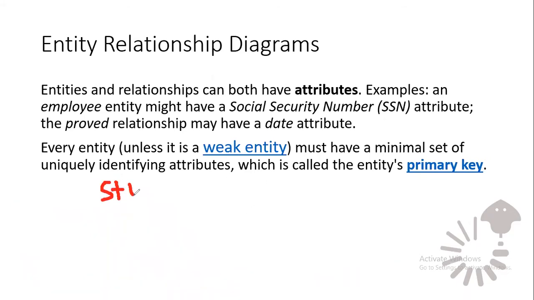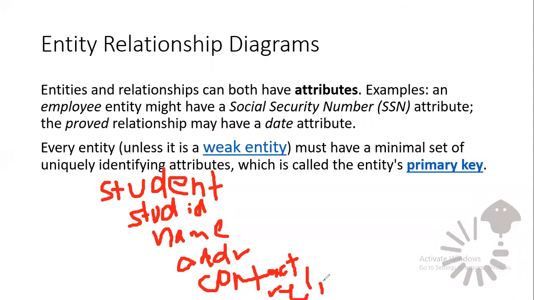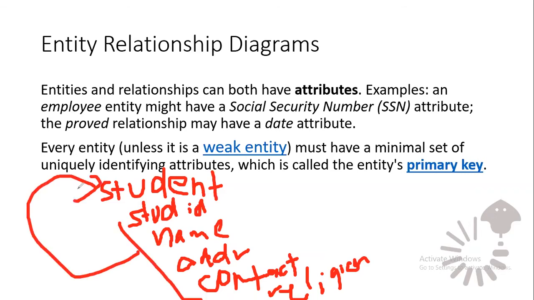Primary key. Kapag student, ano yung mga information that describes the students? You have student ID, name, address, contact, religion, birthday, etc., etc. All of this information describes students. Ano yung primary key dito? Yung unique identifier ng student, student ID. So we call the student ID as the primary key. Key attribute, primary attribute.